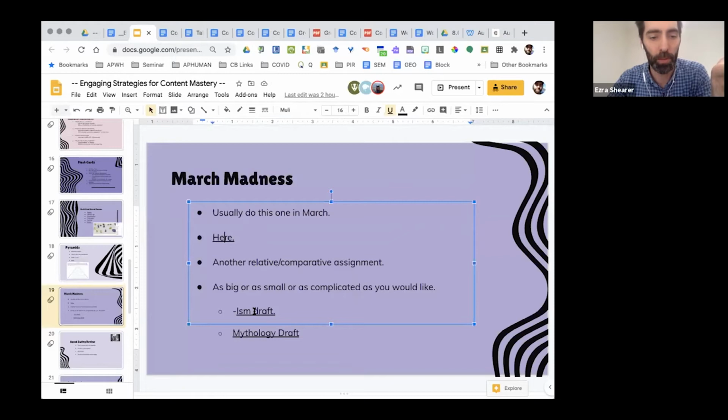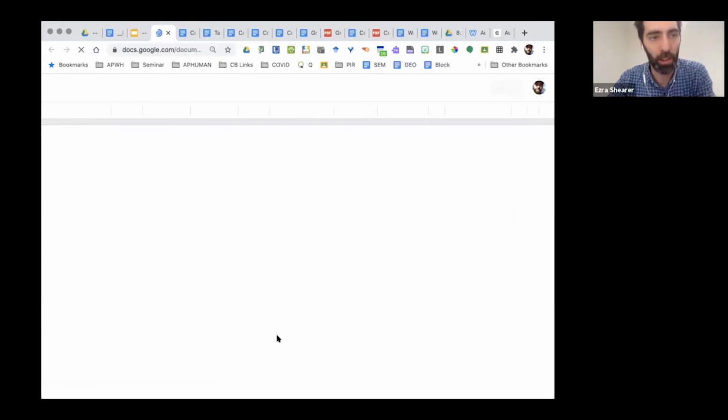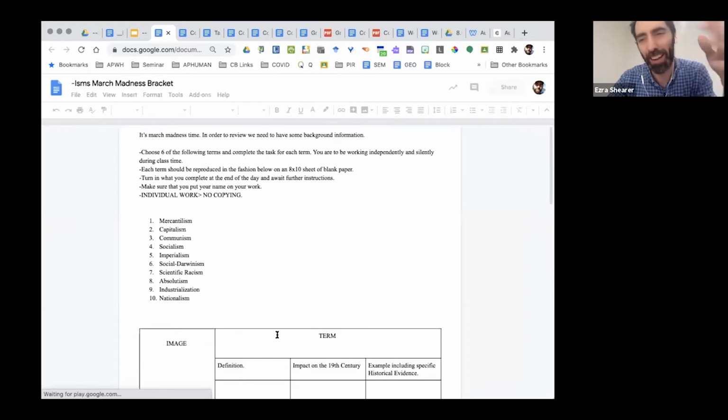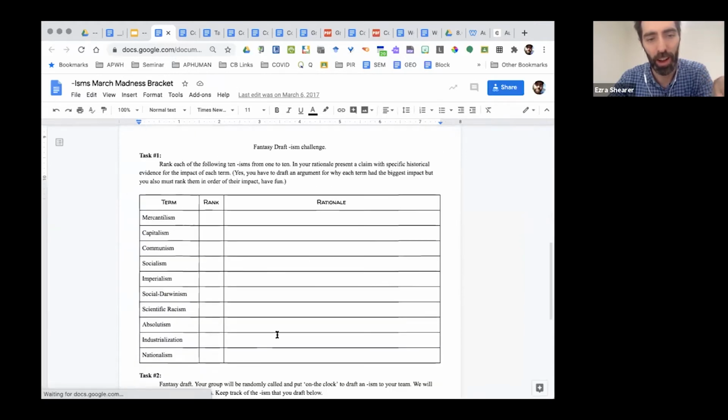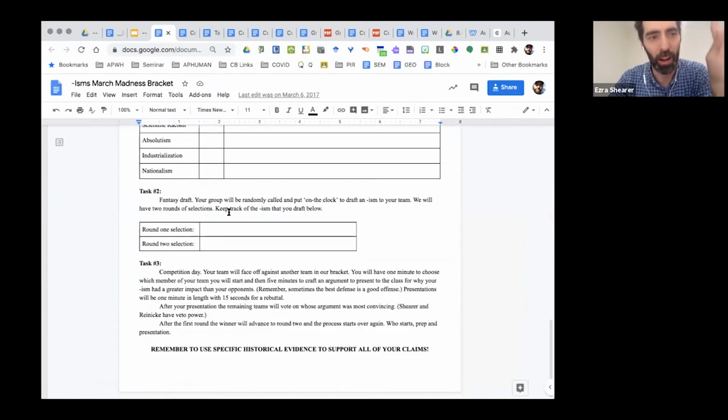And this is an example of something we did in class. We did an isms draft. We added a fantasy football spin to it where they drafted and got to choose things. So that's a complicated version of it.